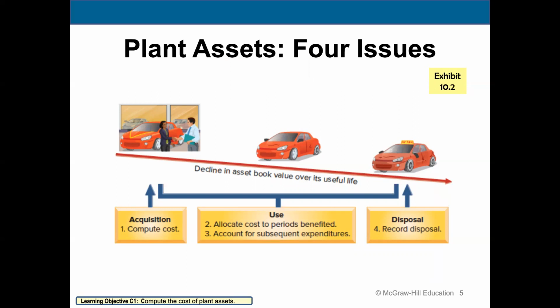So when this says four issues, it means the four things accountants have to worry about when it relates to plant assets: what it cost us, the allocation of that cost over the asset's useful life, any additional expenditures, say we had to put a new motor in the car or something like that. And finally, what do we do when we dispose of it, which means either throwing something away or selling it to someone else.